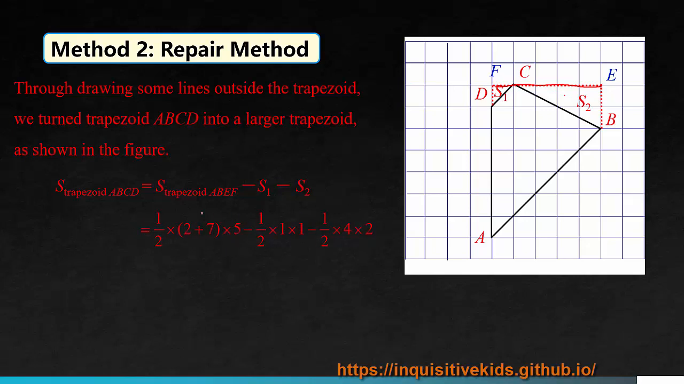So this bigger trapezoid would be 1/2 times the sum of 2 and 7, which are its bases, times 5, which is its height. And then we're going to subtract S1 from it, which is 1/2 times 1 times 1, and then we're going to subtract S2 from it as well, 1/2 times 4 times 2. We simplify and we still get 18. And method 3 is the direct method.